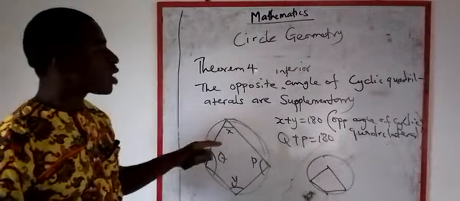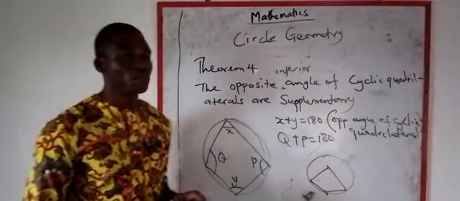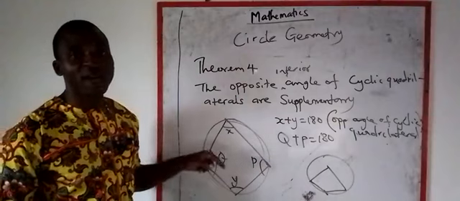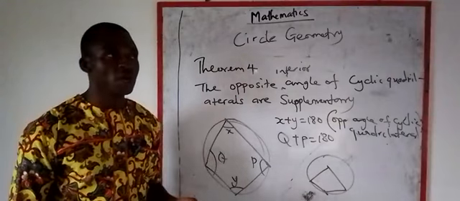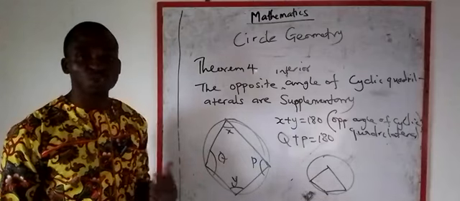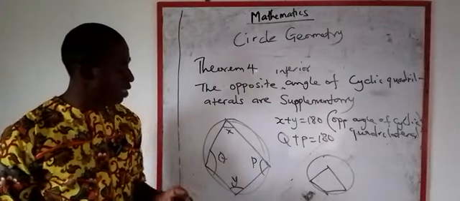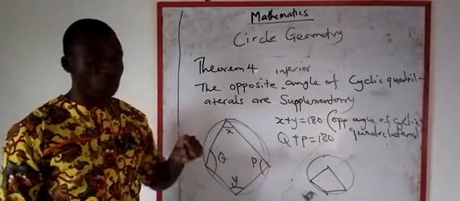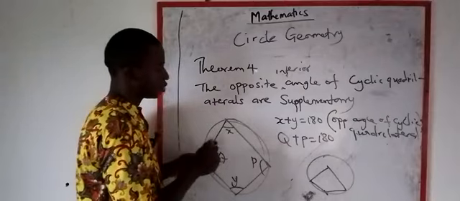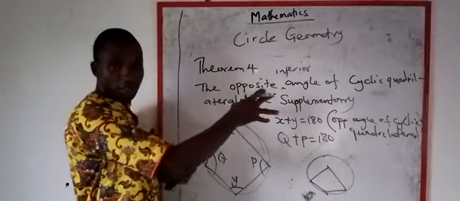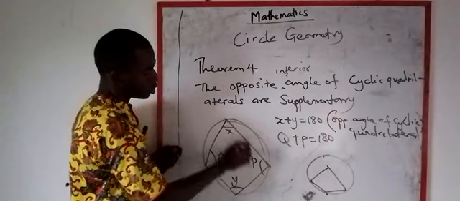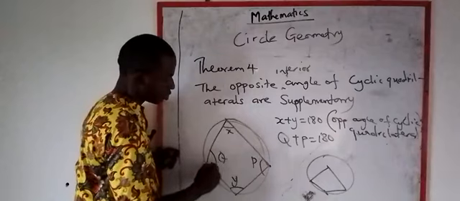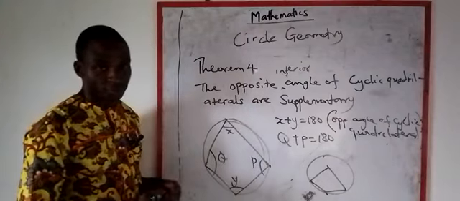Before we can say we want to apply this theorem, the vertices of the quadrilateral, a plane shape bounded by 4 straight lines, must all touch the circumference. Before you can say you want to apply this theorem, the vertices must touch the circumference. Otherwise, you don't apply it here.